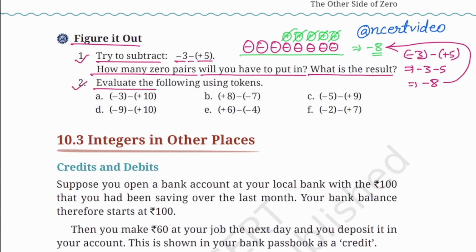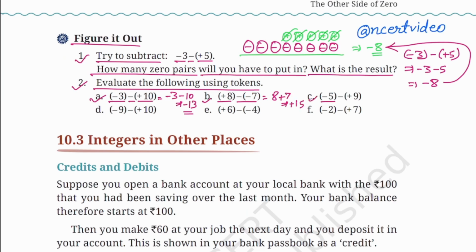2. Evaluate the following using tokens. A, minus 3 minus plus 10. Minus 3 minus 10 is equal to minus 13. You have to do these questions using tokens, but the answer will be the same as mine. B, plus 8 minus minus 7. 8 plus 7 is equal to plus 15.